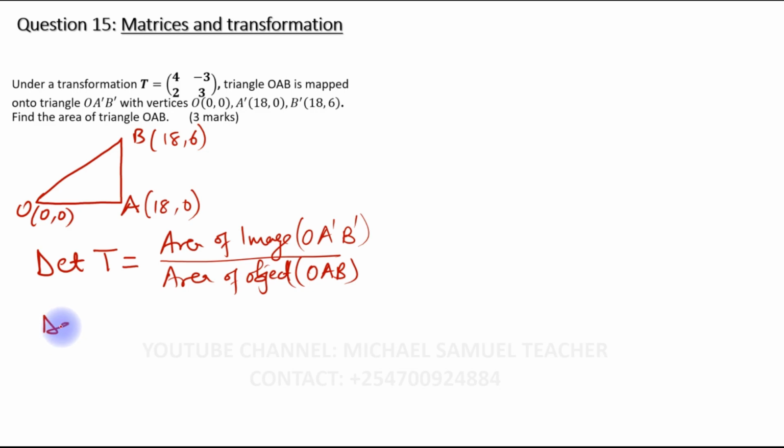Therefore, to get the determinant of the transformation matrix, so product of the elements in the main diagonal, 4 times 3, minus product of elements in the other diagonal, 2 times minus 3. So this is 12 minus, we have minus 6, so this will be 18. That is the determinant.